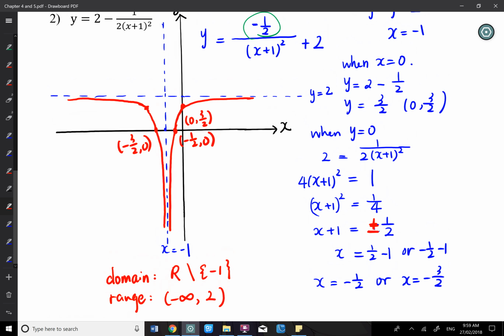Okay, that's the second one. The second one shows you that if there's a number in front of the square, we can just put it on the top. It's not going to change the shape of the graph, and it's not going to change the type of the graph.